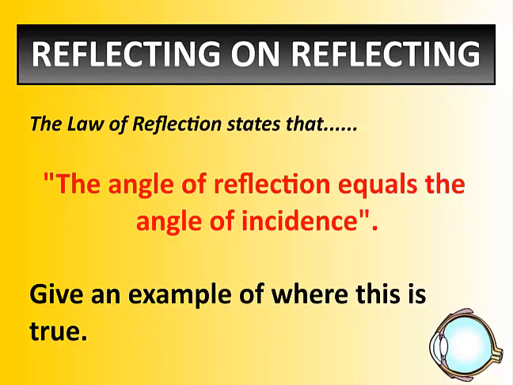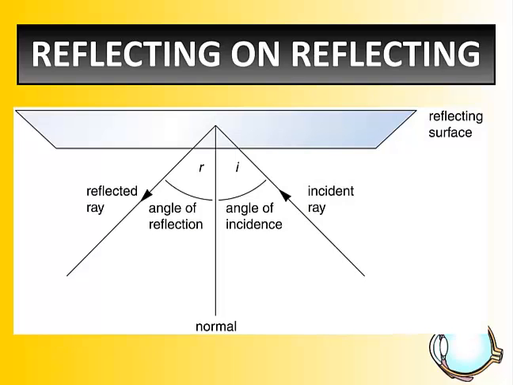Give an example where this is true. Anytime you're using a rear view mirror, anytime you're looking at yourself in the mirror, anytime you're using a telescope or binoculars, they all follow the law of reflection. Incoming light reflects at the same angle as it does going out. Here is a diagram, the reflected ray and the incident ray, creating their angle of reflection and angle of incidence, and how those angles should be the same.